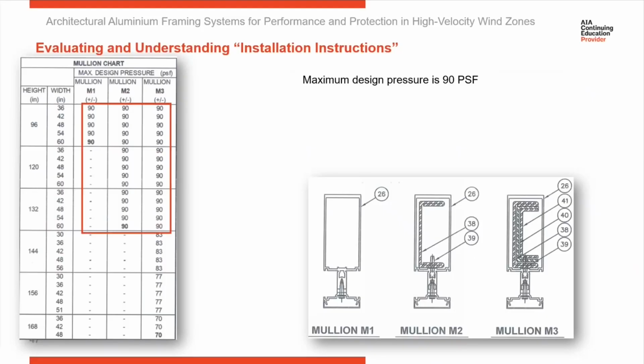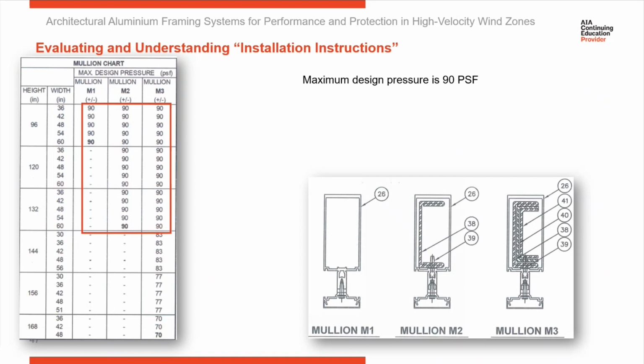So here's the first chart in the installation instructions, and this one is looking at what your mullion option is going to be. What we're going to start out with is our maximum design pressure. In this example, let's choose 90. I've boxed over on the left all the examples where the design pressure of 90 is used.